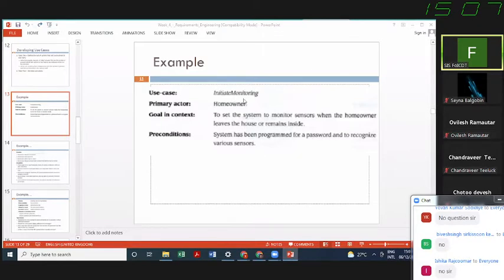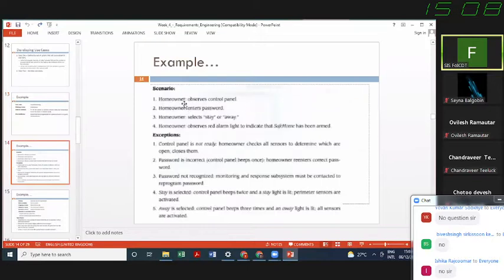So this can further be elaborated on, like we've seen. We can explode this, we can expand this, and we can have, for example, the detailed scenario. For example, homeowner observes control panel, homeowner enters password, homeowner selects stay or away, homeowner observes red alarm light to indicate a safe home has been on. So these are the scenarios, plus we can have certain exceptions.